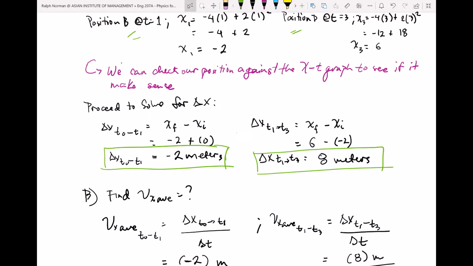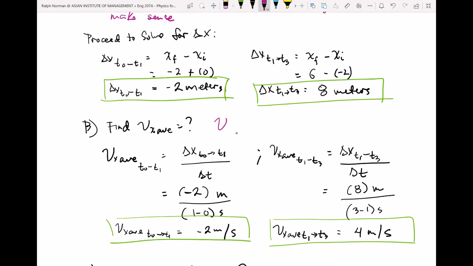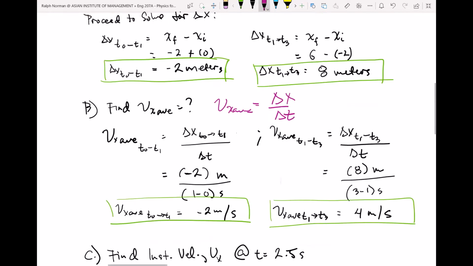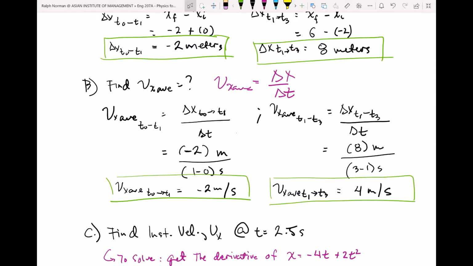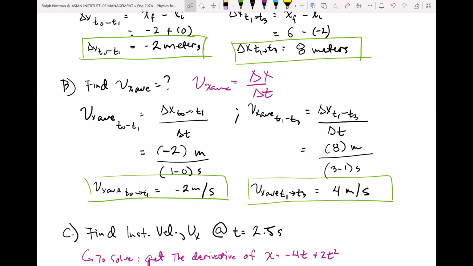The next question is finding the average velocity. Since we already acquired the delta x, it's simply a matter of solving for v x average equals delta x over delta t. We substitute that and the corresponding time interval, so negative 2 over 1 will be negative 2 meters per second. And the other one, for 1 to 3 seconds, that will be 8 over 2, giving you 4 meters per second.